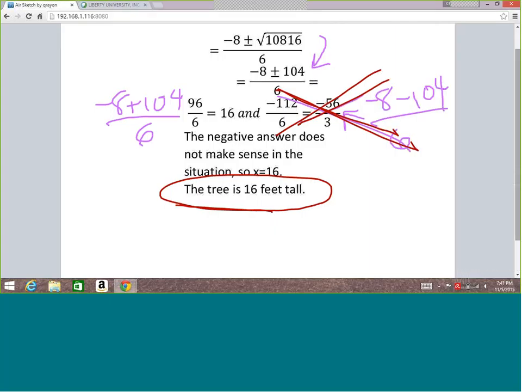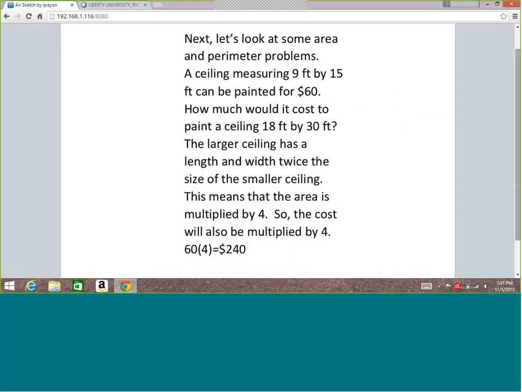Now I'd like to move on to do some perimeter and area type questions. Let's look at this one where it says, a ceiling measuring 9 feet by 15 feet can be painted for $60. How much would it cost to paint a ceiling 18 feet by 30 feet? Well, it's tempting to look at this and say, well, the 9 is doubled to 18, and the 15 is doubled to 30, so why don't we just double 60 and say $120? But 120 is not the right answer.